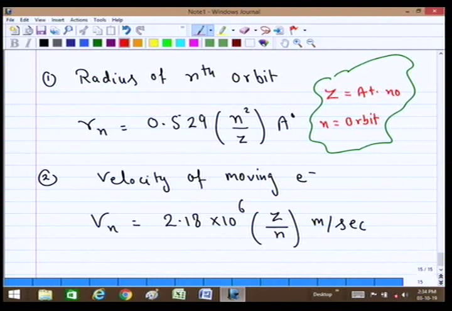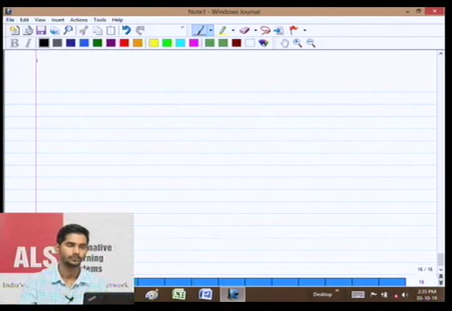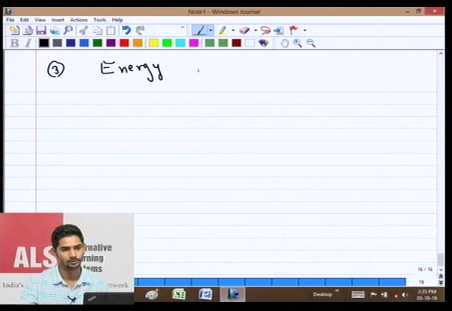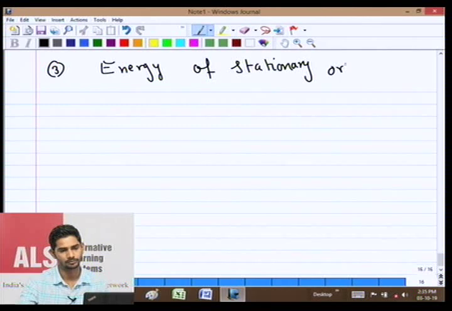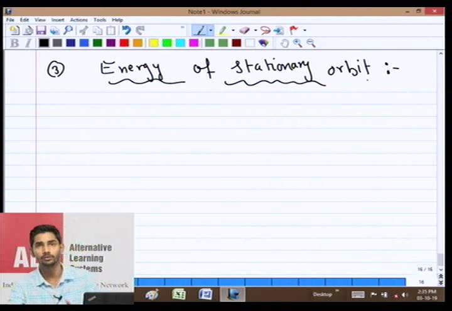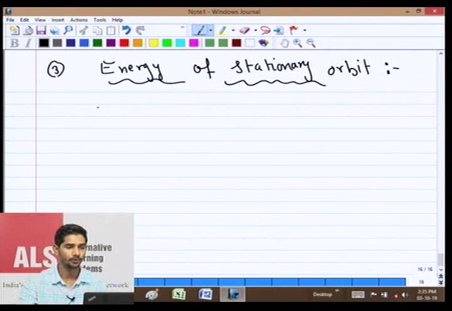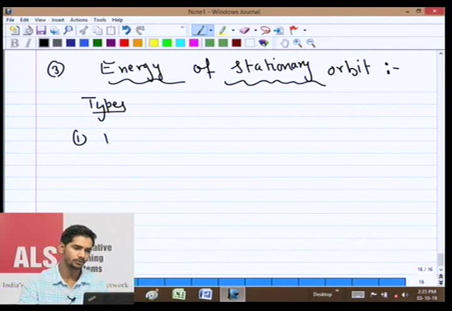Okay, let's move on. Guys, you have to remember these formulas. Next, number 3, if we talk about the energy of the stationary orbit, which means the orbit in which the electron is moving and not changing its state. Now, there are two types of energies working here: first is kinetic energy and second is potential energy.